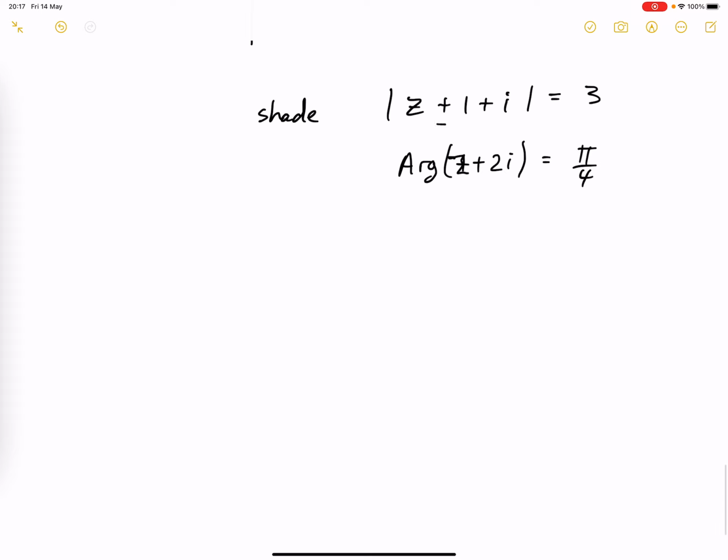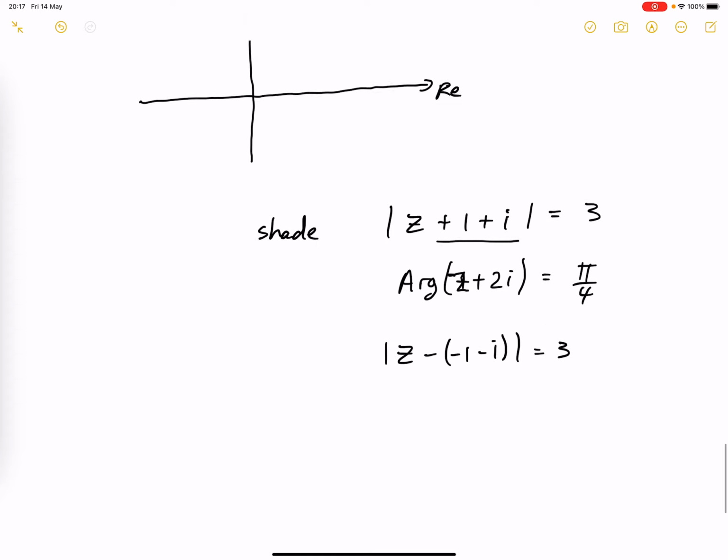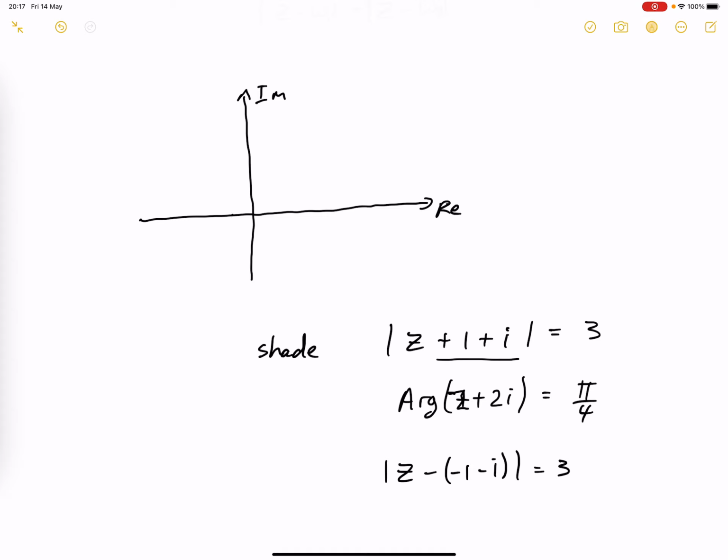So the first thing is we know it's in the form z minus w. So I'm going to rearrange that to do z minus (minus 1 minus i), because that's what it actually is, equal to 3. So it's a circle, centre minus 1 minus i, and radius 3. So we're going to draw that. So minus 1 is here, minus i is here, so centre here, and this circle will do roughly this. Not very well drawn circle, but you get the idea.